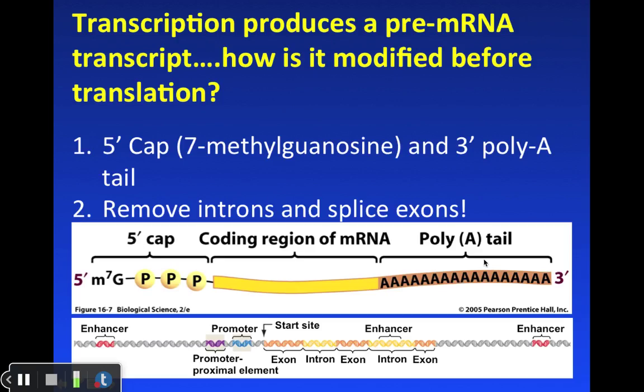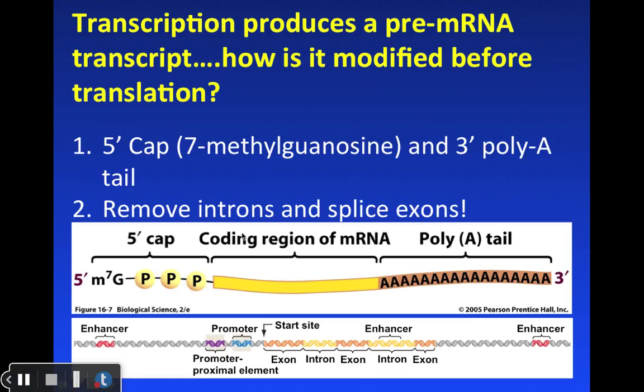This 5' cap and the 3' poly-A tail both help to protect the mRNA from being broken down by enzymes. They help to target this as a molecule that can be used for translation, recognized by ribosomes later on. And also the poly-A tail helps to target this as a molecule that can be exported from the nucleus. Recall, of course, transcription occurs inside the nucleus, but then the mRNA has to make its way out of the nucleus into the cytosol, where it can interact with ribosomes during translation.